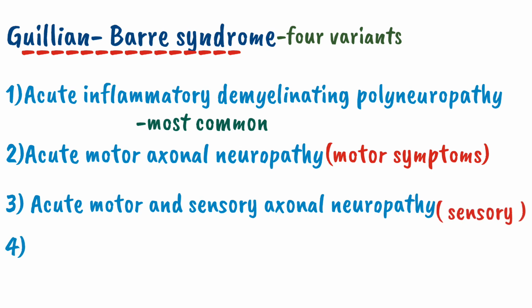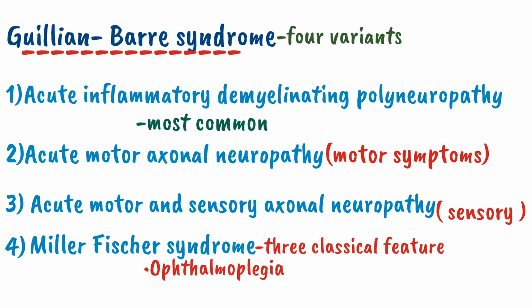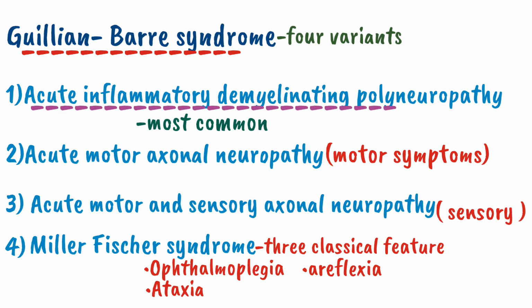The fourth one is Miller-Fisher syndrome. In Miller-Fisher syndrome, there will be three classical features. The first one is ophthalmoplegia, the second one is ataxia, and the third one is areflexia. When we talk about Guillain-Barré syndrome, we actually talk about this variant, acute inflammatory demyelinating polyneuropathy. So we will discuss this variant in detail now.